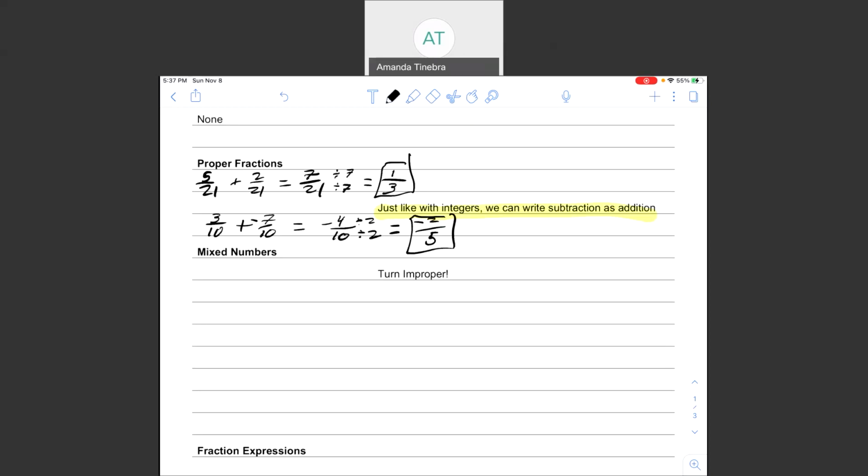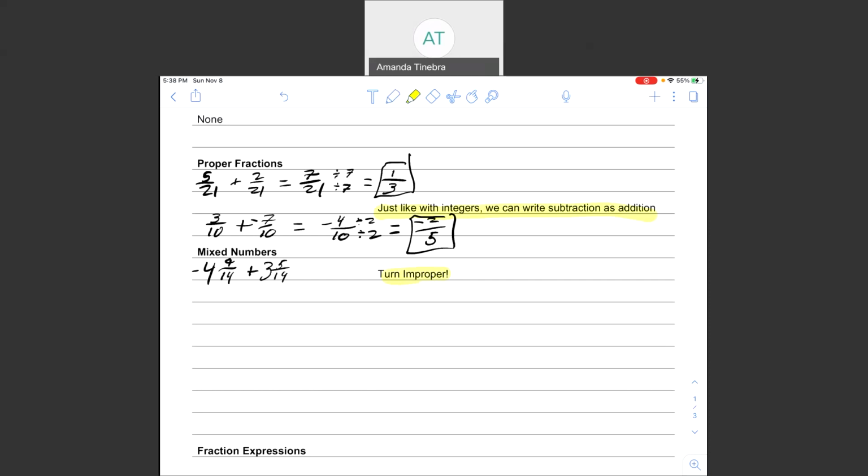Now, they're not always going to be this simple, of course. Sometimes you might have ones that are mixed numbers. For example, we could have negative 4 and 9/14 plus 3 and 5/14. The rule that we're going to be using for these is to always turn them improper. There are several reasons for that, but the main one is that, especially when we're working with numbers that can be negative, it's going to make our lives a lot easier if we're always working with improper numbers.